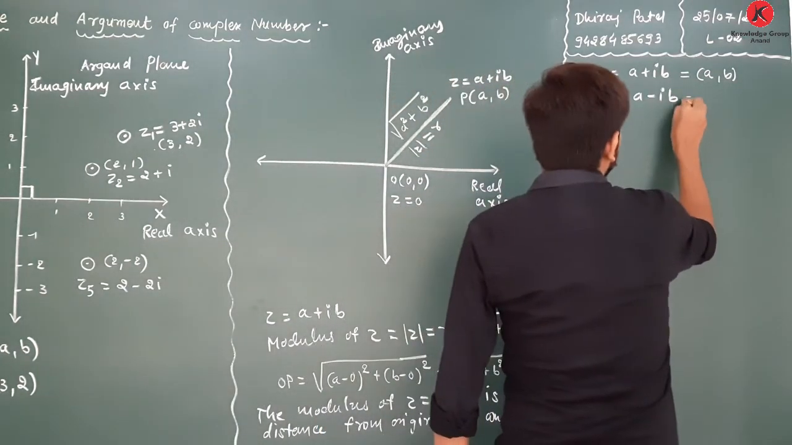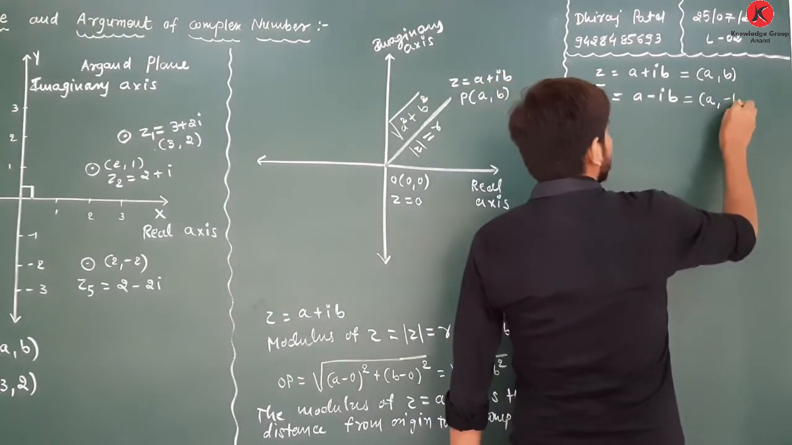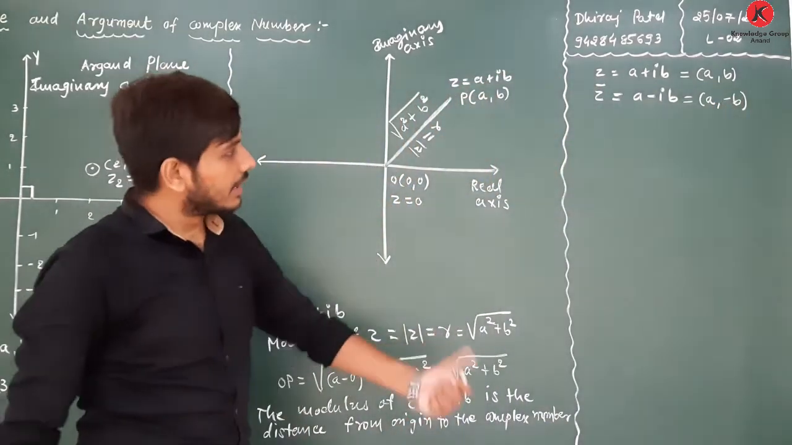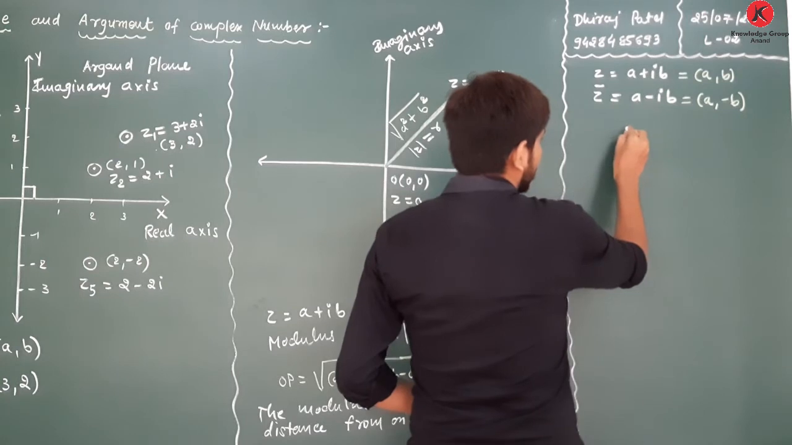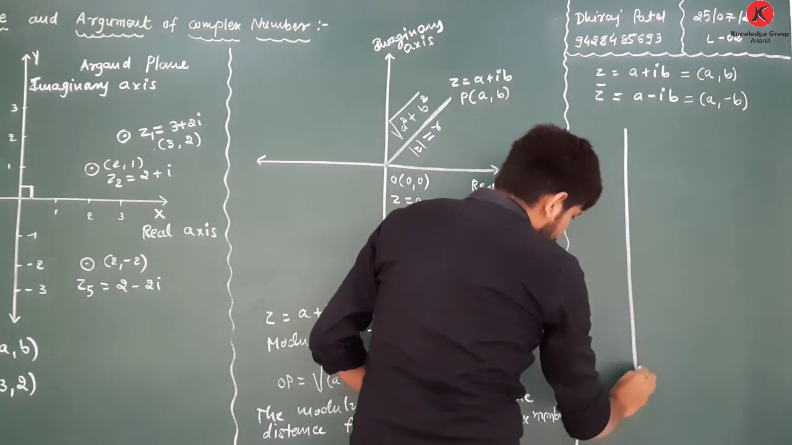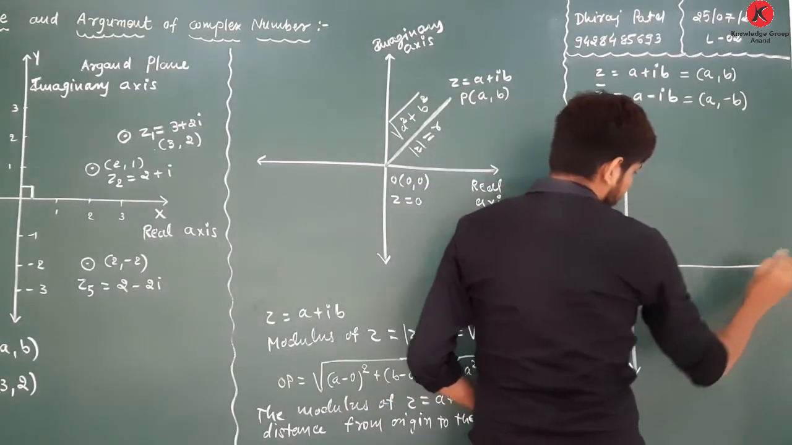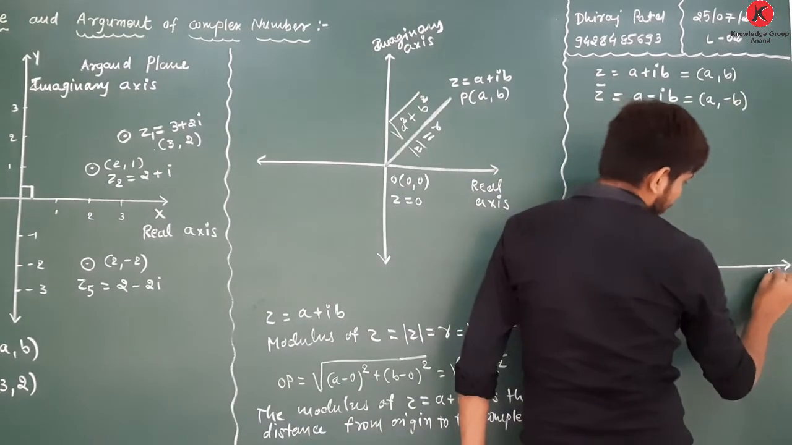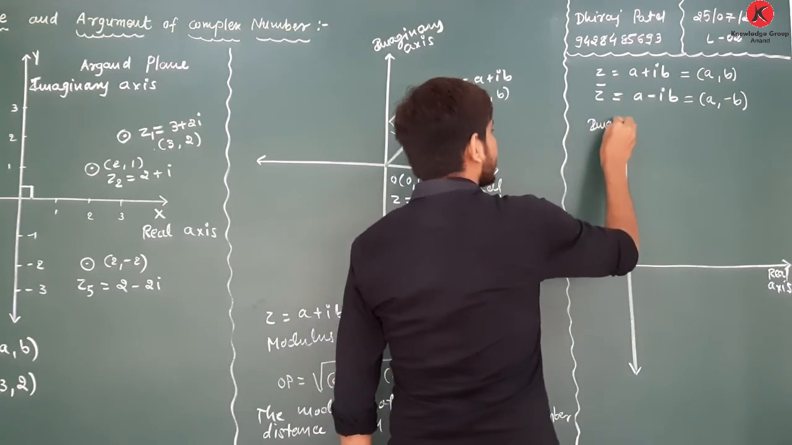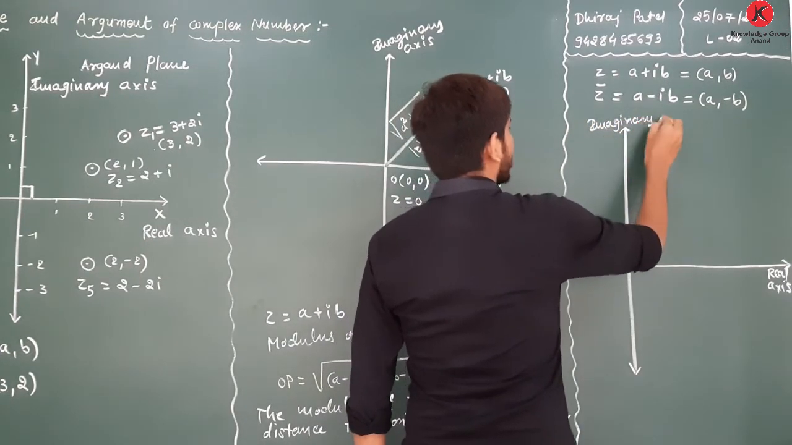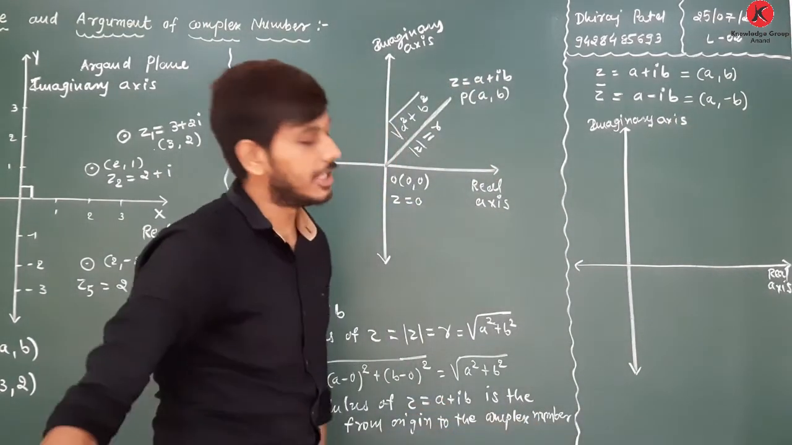In the same way, for z bar, the real part is a and the imaginary part of z bar is minus b. Now I want to represent this number on the Argand plane. Suppose this is your imaginary axis and this is your real axis. Clear? Now we represent the first point, z equals a plus ib, meaning (a, b).